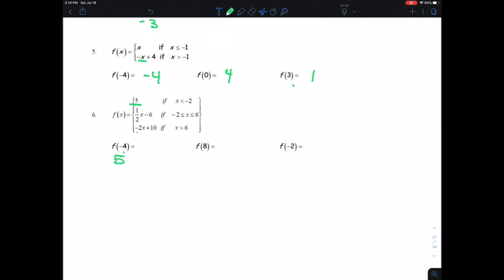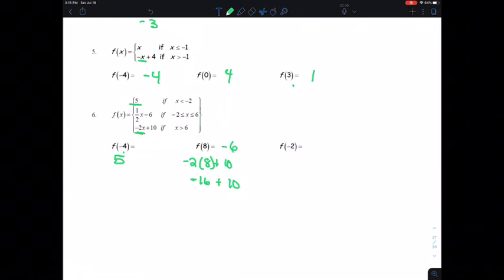F of 8 falls into the bottom, so that would be negative 2 times 8 plus 10, which is negative 16 plus 10, which is negative 6. And f of negative 2, we'd have to use the endpoint here because that's where it's equal to 2. So that would be 1/2 times negative 2 minus 6, which is negative 1 minus 6, negative 7.